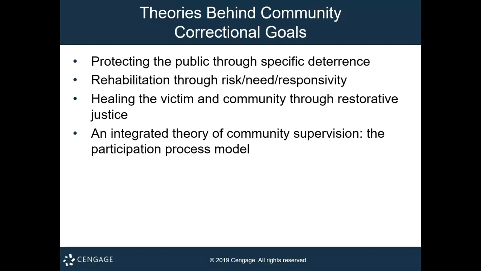But this participation process model basically assumes that the offender wants to get better. And I think a lot of us probably know that a lot of the offenders are only going through the motions so they don't end up back in jail. However, when we do have the ones that want to participate and work the programs, they're successful.